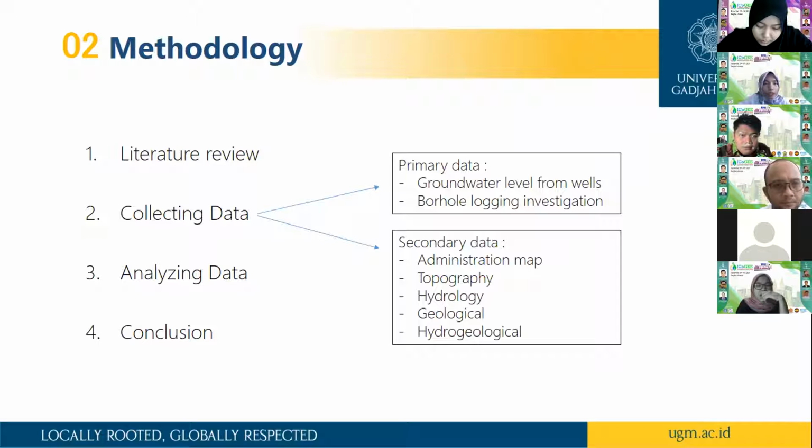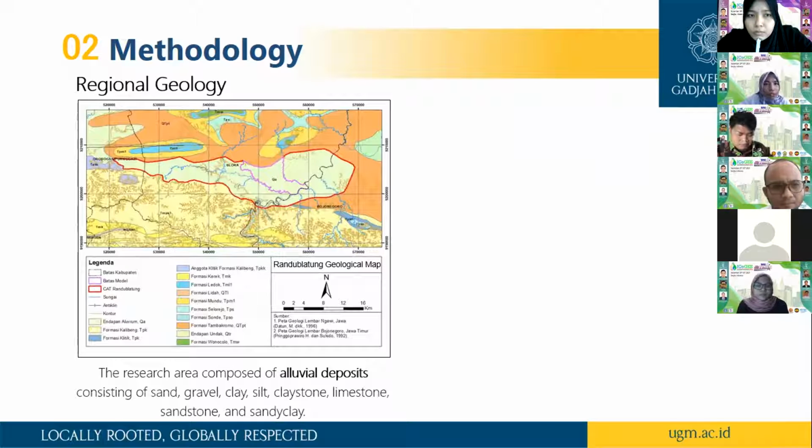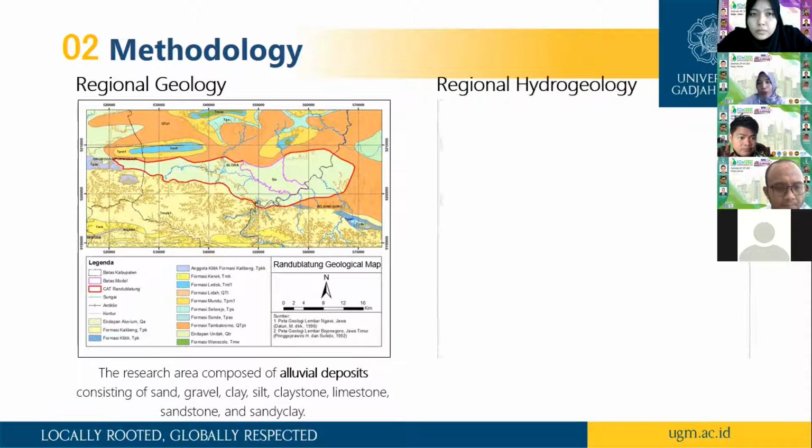Methodology: the first one is literature, then collecting data, analyzing data, and conclusion. So this is the first one, about the regional geology. The research area is composed of alluvial deposits consisting of sand, gravel, clay, silt, sandstone, limestone, and sandy clay. This is from the Pandu Blatung geological map, from Peta Geologi Lembar Ngawi and Peta Geologi Lembar Bojonegoro, Jawa Timur.